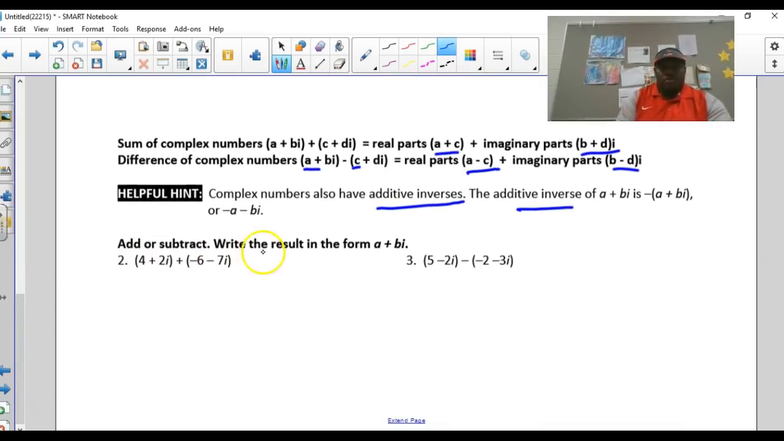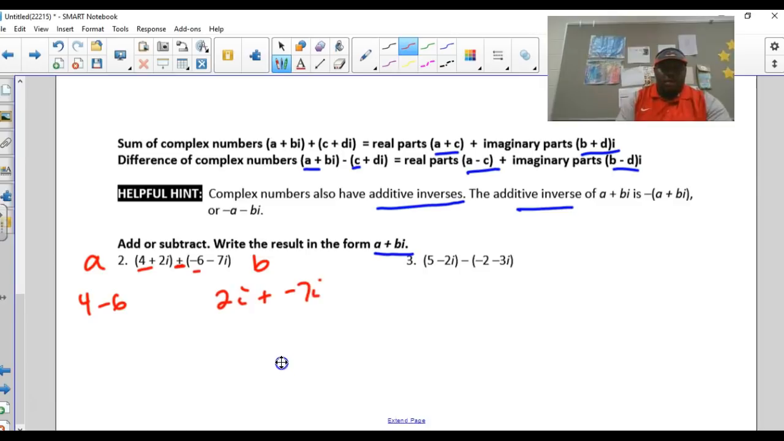We're going to add or subtract, and the results are going to be in the form a plus bi, which is the standard form for complex numbers. So we're going to add the real parts. The real parts are 4 and negative 6, so I'm going to go 4 minus 6. That's my a part, and then my b part is going to be 2i plus negative 7i.